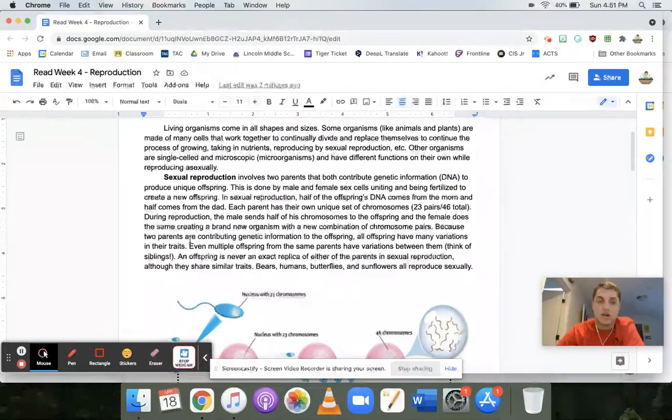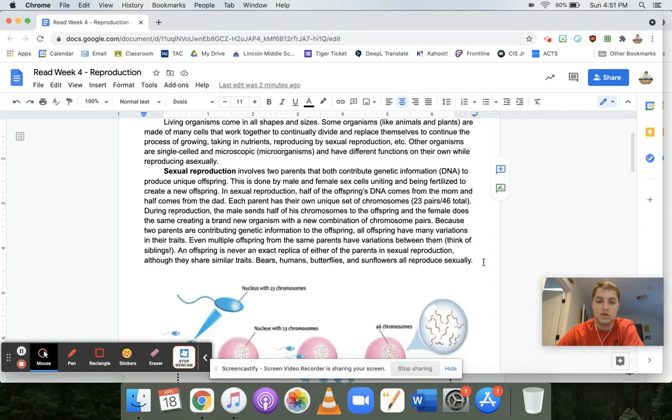Because two parents are contributing genetic information to the offspring, all offspring have variations in their traits. Even multiple offspring from the same parent have variations between them. Think of siblings. An offspring never has an exact replica of either of the parents in sexual reproduction, although they share similar traits. Bears, humans, butterflies, and sunflowers all reproduce sexually.